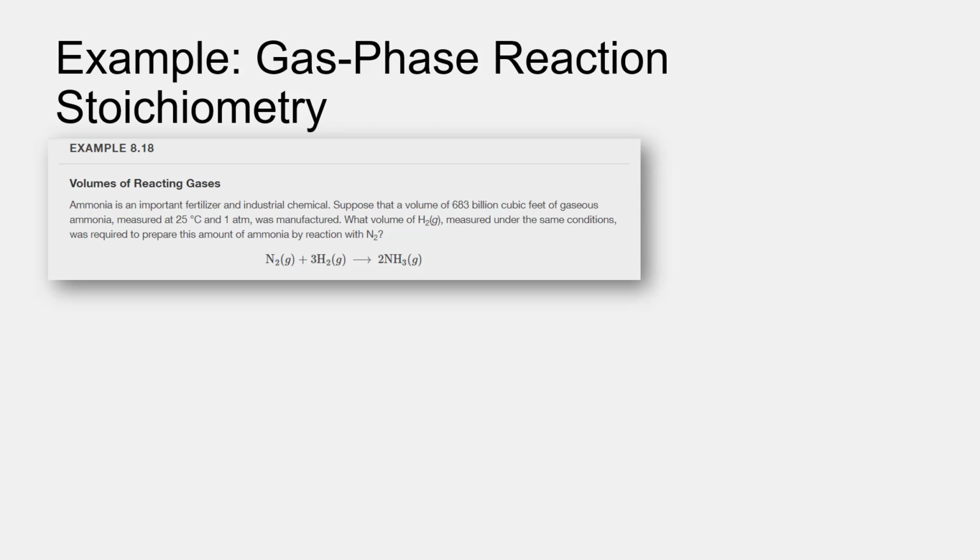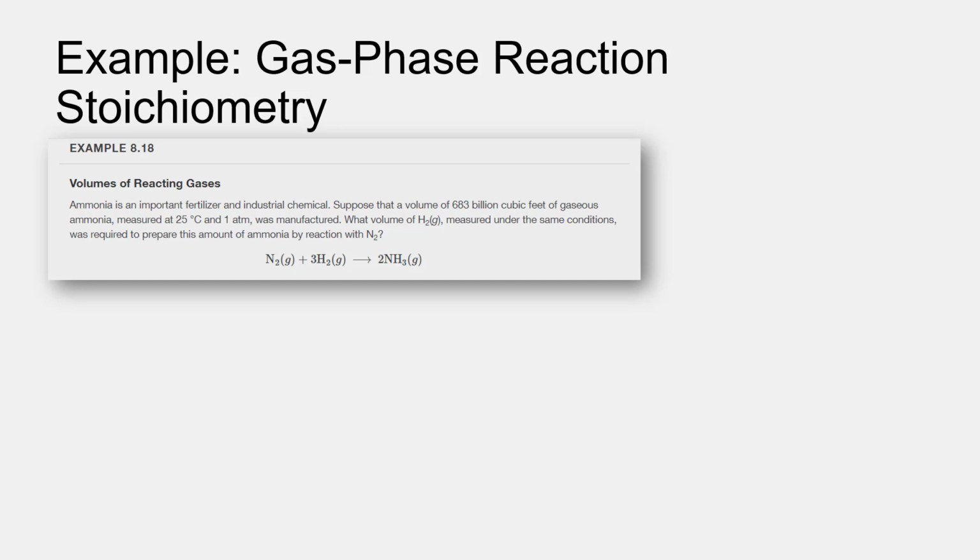Let's take a look at an example where we can use what the ideal gas law says to make a prediction about the yield of a chemical reaction, or the amount of a reactant that we need for a chemical reaction, much faster based on what the ideal gas law tells us. This example corresponds to example 18.8 in your textbook and deals with volumes of reacting gases.